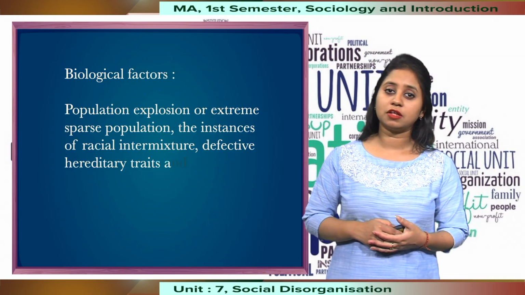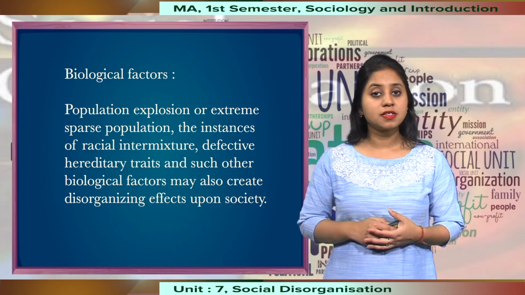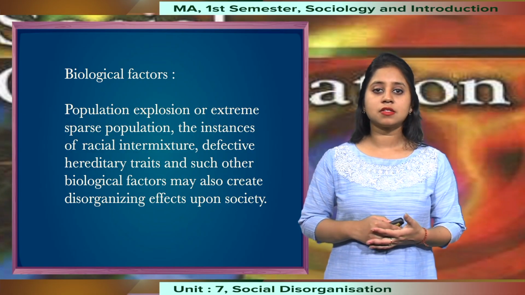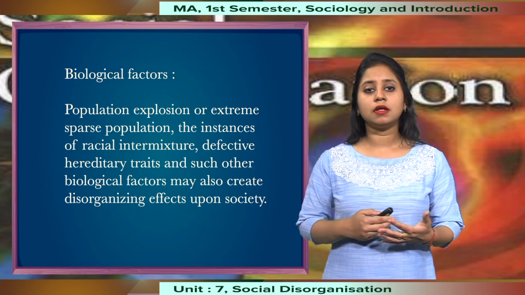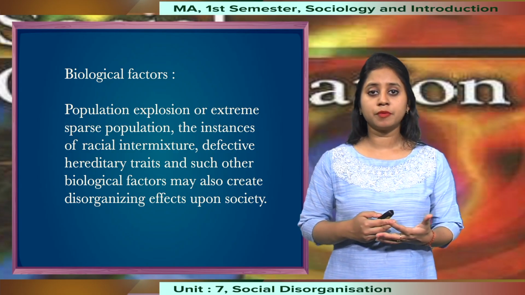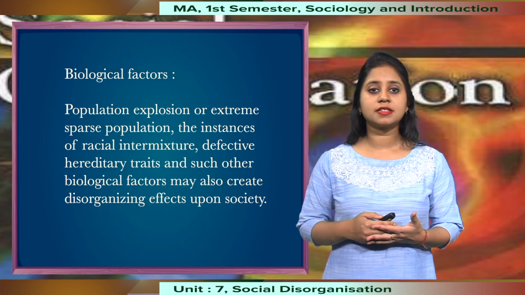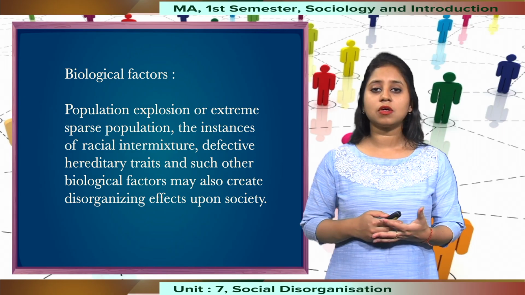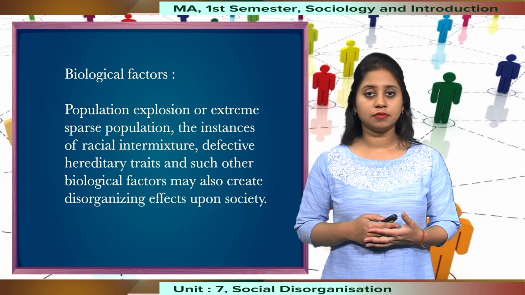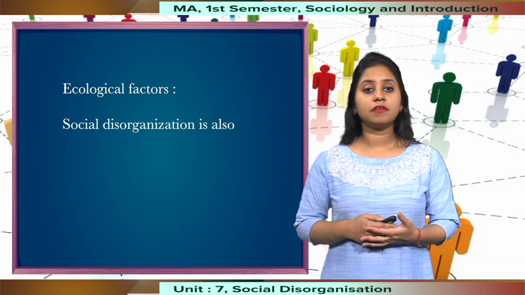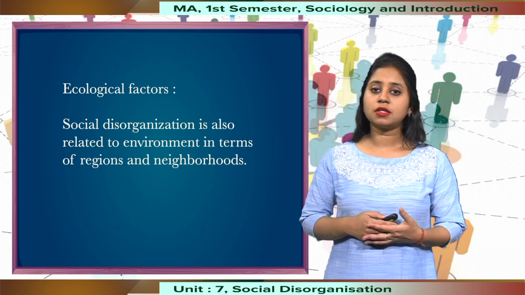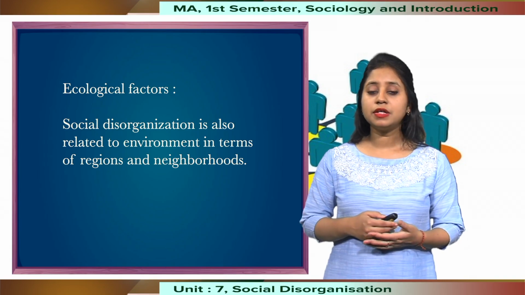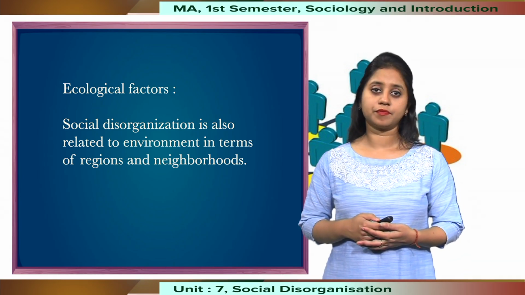Then we have biological factors. Population explosion or extremely sparse population, for instance, interracial intermixture, defective hereditary traits, and other such biological factors may also create disorganizing effects upon a society. Then we have ecological factors. Social disorganization is also related to the environment in terms of regions or neighborhoods.